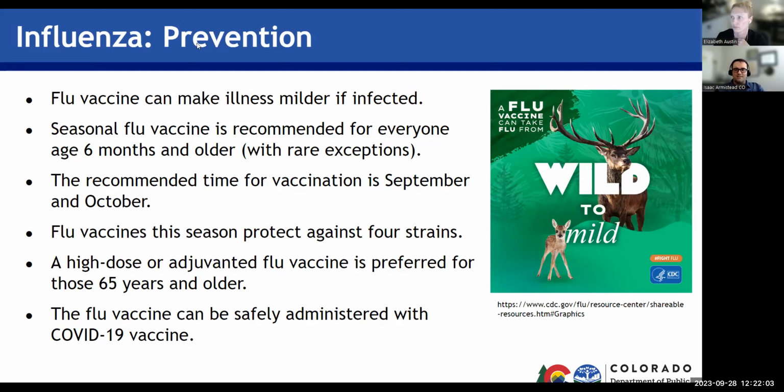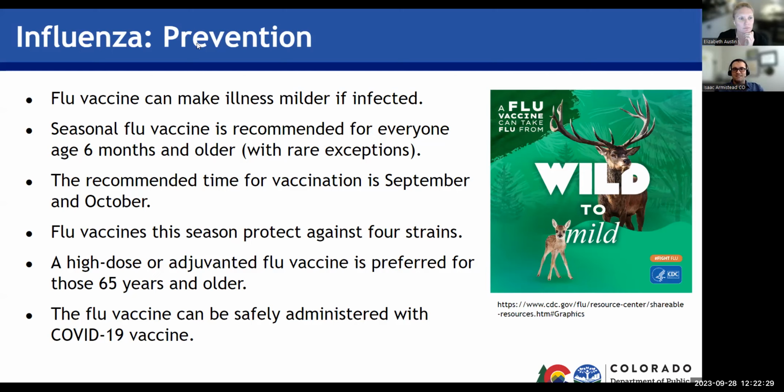The one recommendation that was new last year was that a high dose or an adjuvanted flu vaccine is preferred for individuals who are 65 years and older. So there are 3 different specific flu vaccine products that fall into this category, and more information on that can be found on the CDC's website.